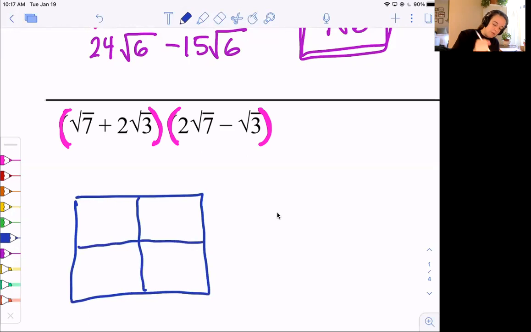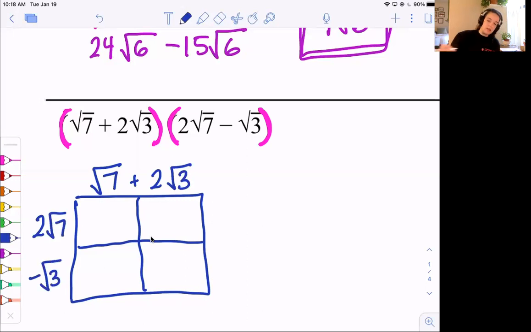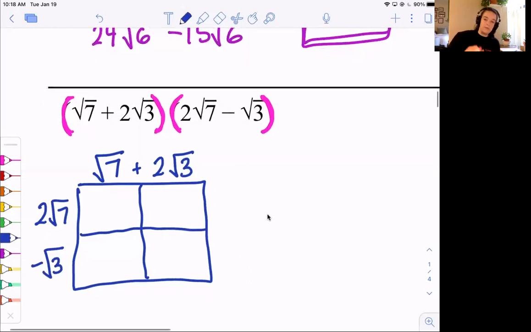Notice I'm making a normal or a bigger than normal size box. I know lots of us try to do these little baby boxes with radicals because you're going to have 2 parts. I would recommend bigger boxes. So I have square root of 7. I have 2 root 3. I have 2 root 7 and negative square root 3. I'm going to go ahead and give you a moment to either write this down or try filling in these boxes if you are feeling confident. Jump in.